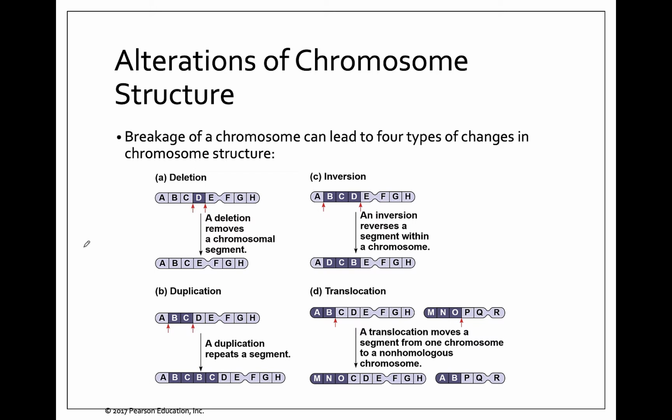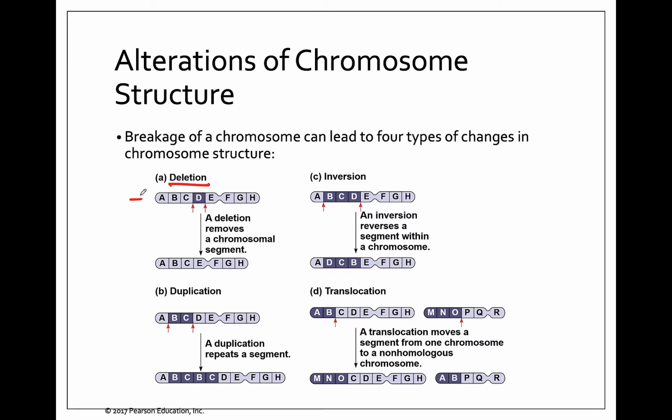Sometimes we get alterations of the chromosome structure without actually changing the overall chromosome number. So we can get chromosomal mutations, if you will, without having completely extra or too few number of chromosomes. So here's a few examples of this. The first one here is a deletion. So this is when a section of the chromosome is deleted.